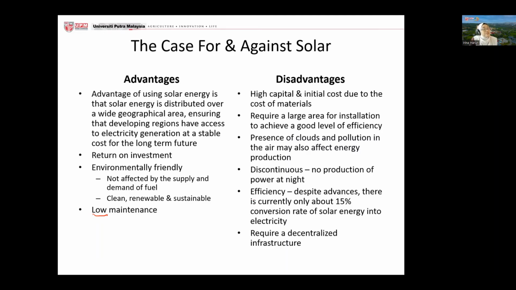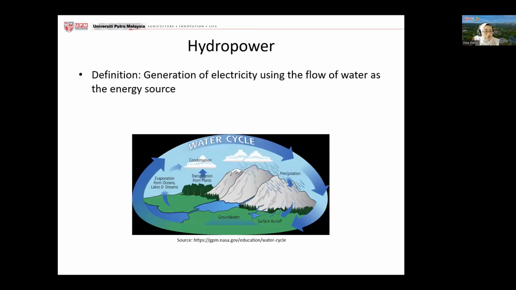Okay, and actually efficiency now is only about 15%. So remember just now, the amount of sunlight that hits the earth. The current systems are only able to convert up to 15% only. They're not able to convert 100%. All right. Now we move on to the second one, which is hydropower.